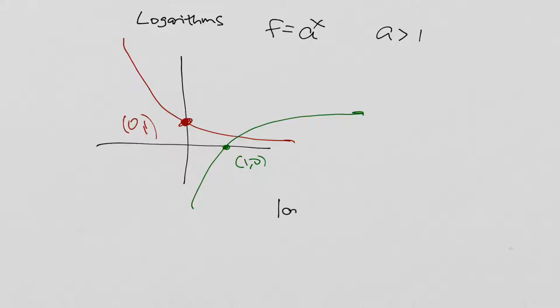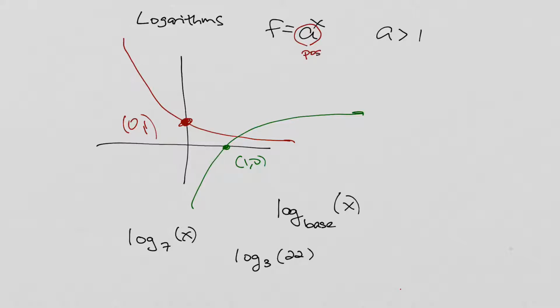It'll be log of my base of some value. So for instance, maybe I will have log base 7 of a variable x, or I could have log base 3 of 22. If you remember, for your exponential functions, your base has to be a positive value, and it's the same thing for the logarithms. This base has to have a positive value as well.